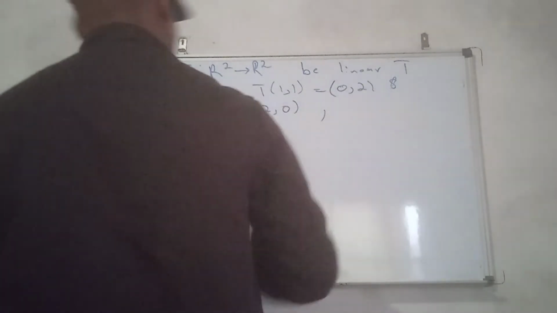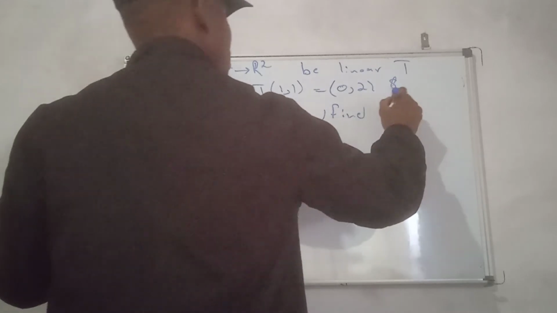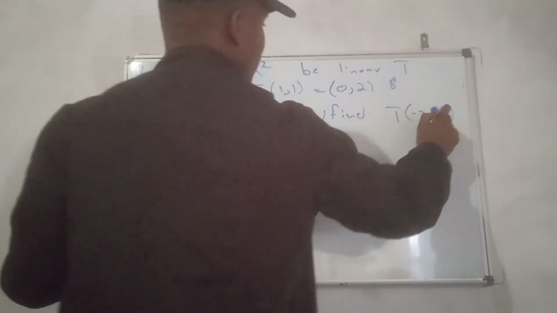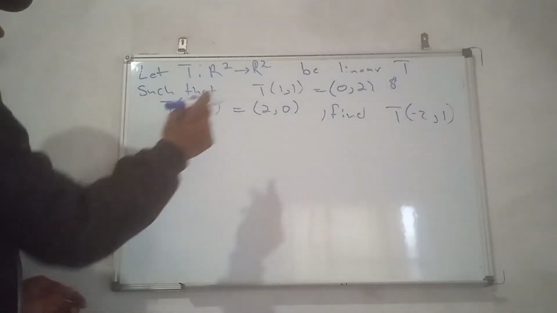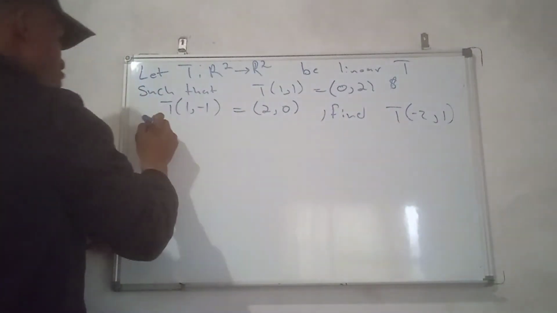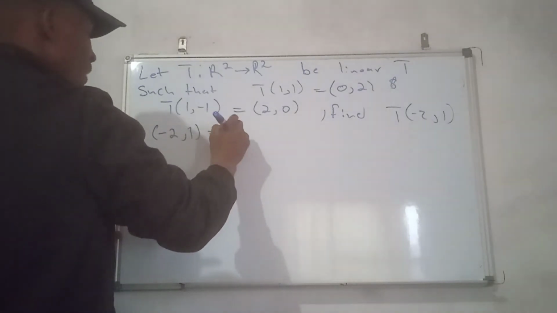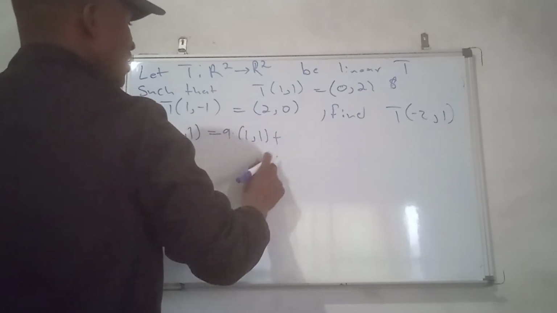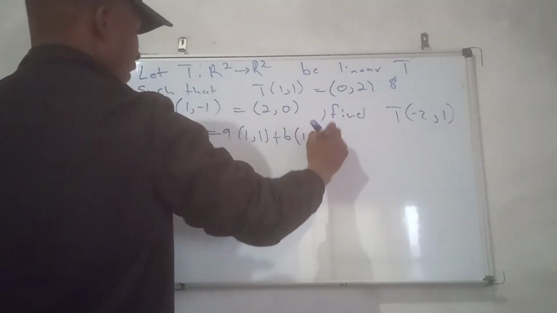So now they want us to find T(-2,1). This is what they want us to find. So we can start with what we know, which is (-2,1), which is the same as A multiplied by (1,1) plus B multiplied by (1,-1).